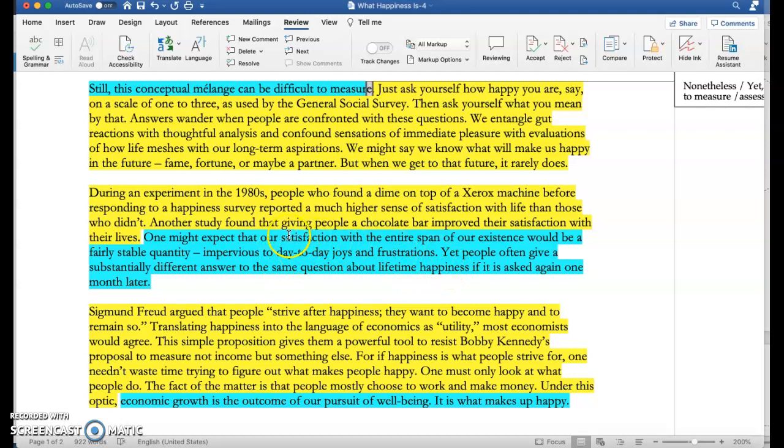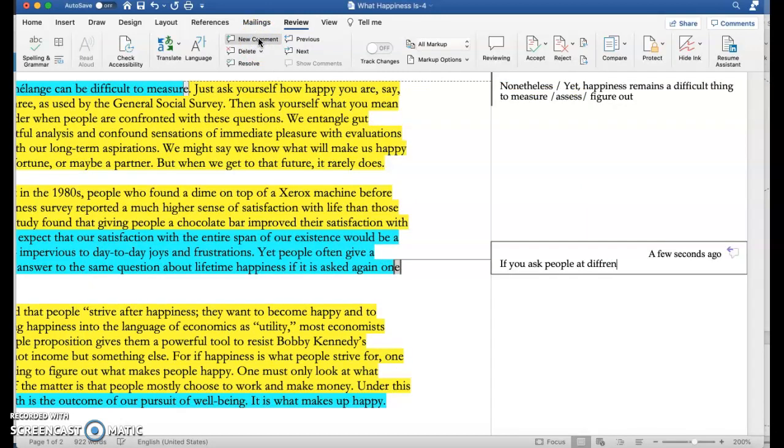So this is the assumption, but the author uses "yet" to indicate that's actually not true. People often give a substantially or very different answer to the same question about their lifetime happiness if asked again 1 month later. In other words, if you ask people at different times how happy they are, they will give very different answers, right?